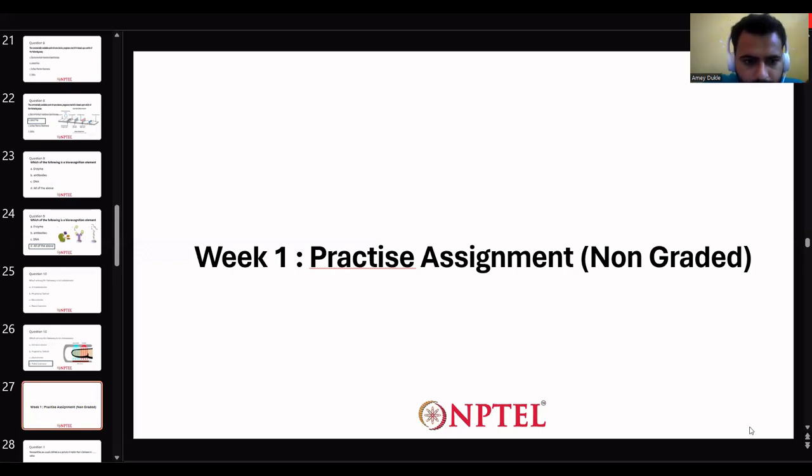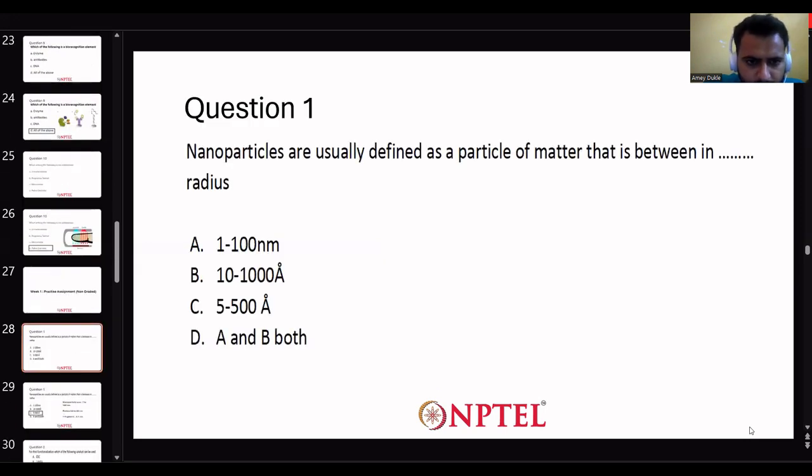So let's continue with the week 1 practice assignment. Let's start with the first question. Nanoparticles are usually defined as particles of matter that have a radius between: 1 to 100 nanometer, 10 to 1000 angstrom, 5 to 500 angstroms, A and B both. So basically, this is a trick question, because just a few minutes back, I told you a nanoparticle is matter which has dimension between 1 to 100 nanometers. So everyone will be inclined towards selecting A as the answer.